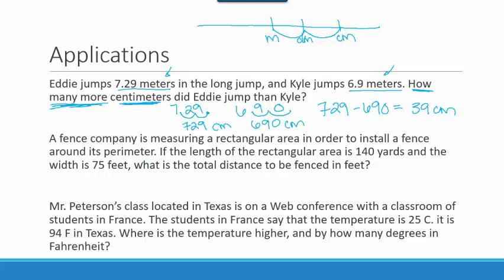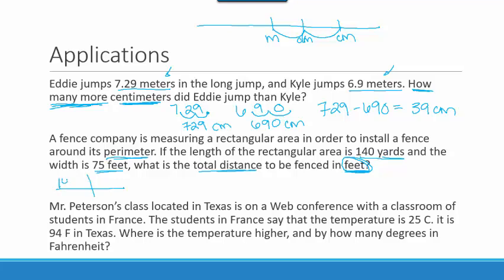This one says a fence company is measuring a rectangular area in order to install a fence around its perimeter. There's a key word there. If the length of the area is 140 yards, the width is 75 feet, what is the total distance to be fenced in feet? So we know, again, the first thing I would do as a student is say, okay, it wants the answer in feet. So which one of these is kind of like my problem child? This one's fine. It's already in feet. This one's in yards. So we know off the bat, this one's going to have to be changed to feet.